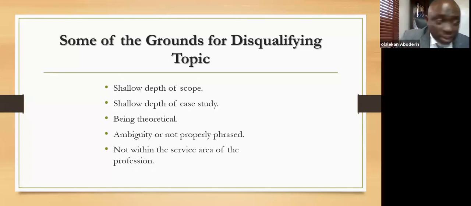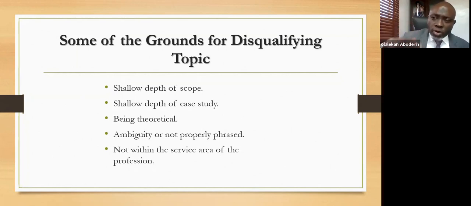And like the example I gave, the candidate is to write on supervision of building construction. Yes, we do some supervision, but that's not our core competence. Okay, so then it has to at least be within our service area, so that if it is not there, it's going to be disqualified. These are some of the rules. There are other reasons, but these are common.